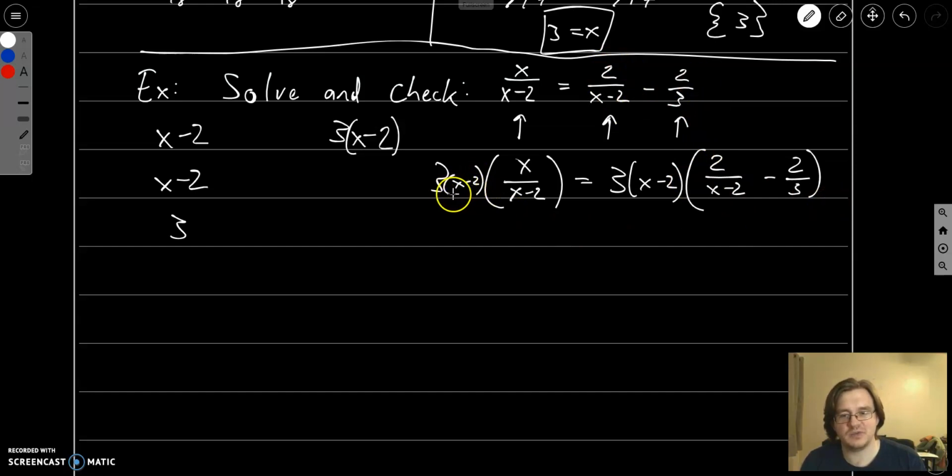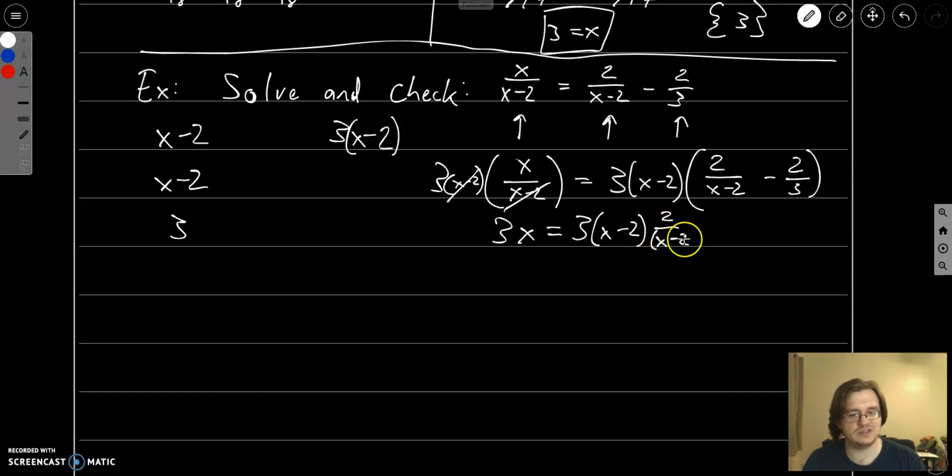So here, you can see that the x minus 2 that I'm multiplying by will cancel out with the x minus 2 on the bottom of the fraction. So I'm left with 3x. Over here, I'll need to distribute 3 times x minus 2 times 2 over x minus 2. See some things canceling there. And then 3 times x minus 2 times 2/3. So x minus 2 and the x minus 2, these will cancel. And I'm left with the 3 times the 2, which is a 6.